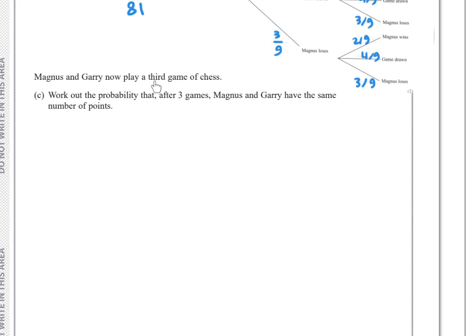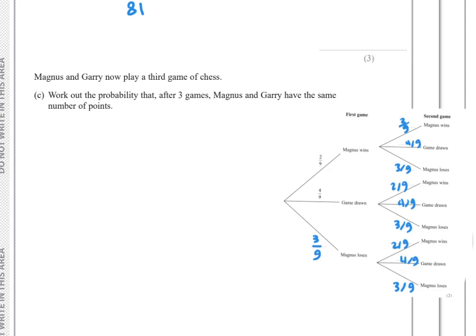Magnus and Gary now play a third game of chess. Work out the probability that after 3 games, Magnus and Gary have the same number of points. Now we have 2 cases. The first one, all matches drawn, so 4 over 9 times 4 over 9 times 4 over 9.